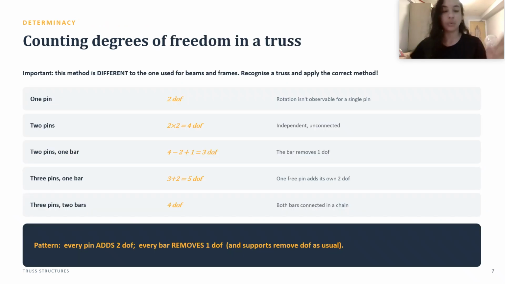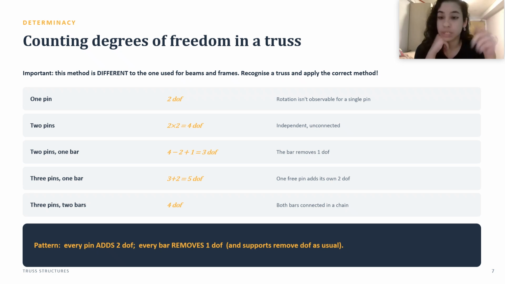Right. Now we get to the very important part, degrees of freedom. We really love degrees of freedom in statics, don't we? In trusses, we also have degrees of freedom. Now, one pin is equivalent to 2 degrees of freedom. 2 pins, then that will be 2 times 2, 4 degrees of freedom. Now, if you have one bar, one bar removes 1 degree of freedom.